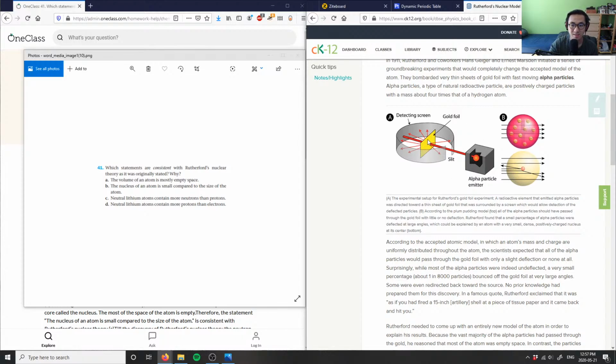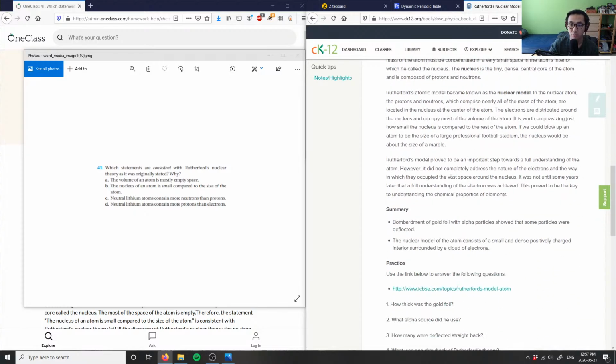So knowing that, his conclusion basically states that most of the particles go through, which means the volume of the atom is mostly empty space, right? Because most of the alpha particles are going to go through, and alpha particles compared to atoms are much bigger. But the ones that are being reflected are actually hitting the nucleus of the atom here. And some of them are going to reflect onto different angles, right? So those are my conclusions here.